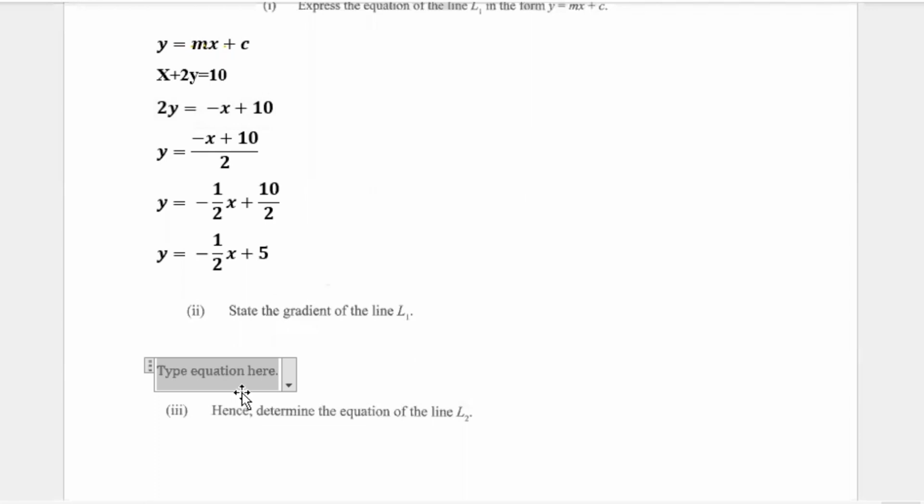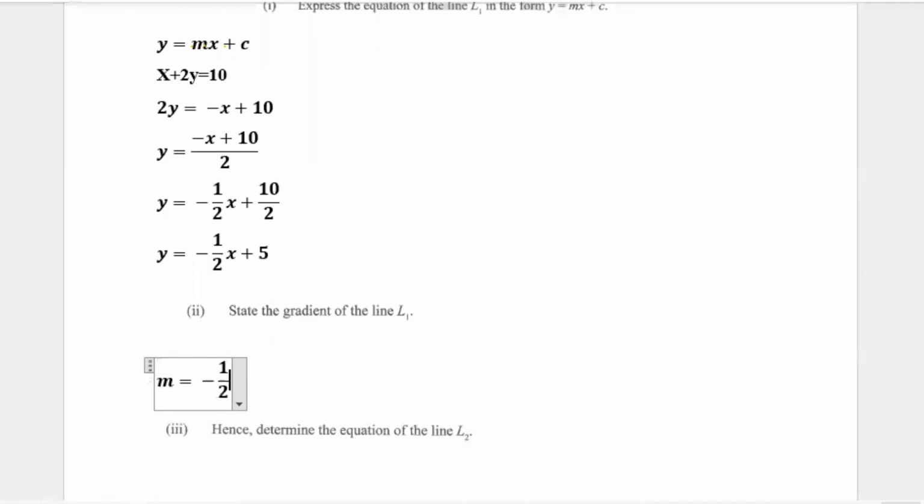Because this question says, state the gradient of the line. You would already know that y is equal to mx plus c, and from this, m is our gradient. The equation is already in the form. So all you're doing is picking up what the gradient is. So you're saying m is equal to minus a half, and that is our answer. Therefore, m is equal to negative a half.